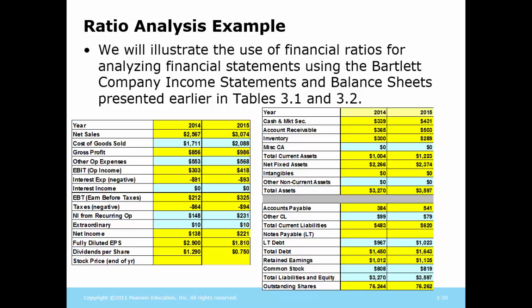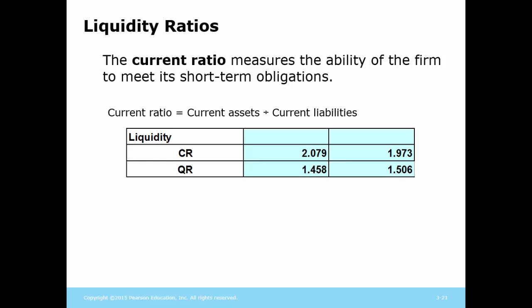So we have the 2 years. We have their income statement, we have their balance sheet, and let's talk about the ratio. Eventually, in class, we'll actually explore this, but let's talk about the first category of ratios, which are called liquidity ratios. Liquidity ratios measure a company's ability to pay its short-term obligations.